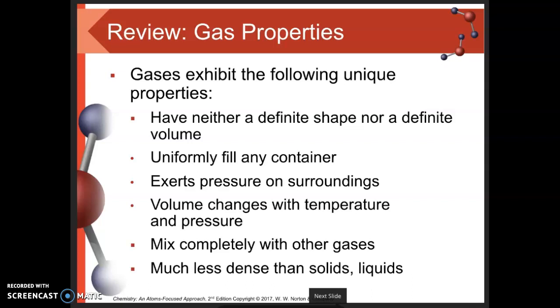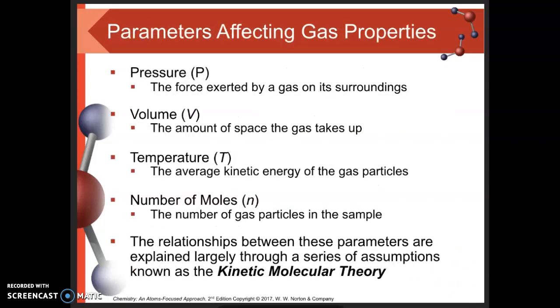Now, when it comes to describing gases, we can often talk about gases in terms of their parameters. What we mean by parameter is some sort of measurable quantity that we can use to describe the gas itself. In particular, we talk about four different parameters surrounding gases. We can talk about a gas's pressure, a gas's volume, a gas's temperature, and the number of moles of gas that are present.